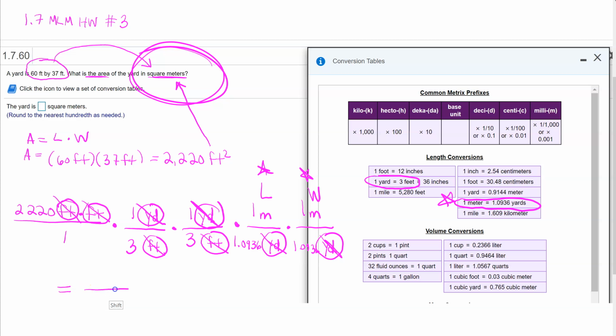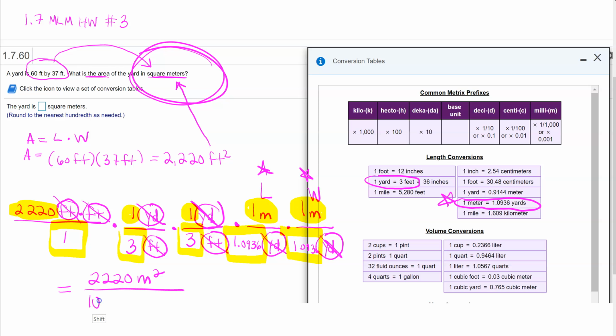So we know we're ready to calculate. I'm going to go ahead and multiply all the numerators together and all the denominators together. So I'm going to multiply 2,220 times 1 times 1 times 1 meter times 1 meter. That'll give me 2,220 meters squared in the numerator. But then I need to multiply my denominator: 1 times 3 times 3 times this decimal number times that decimal number. There's no units left in the denominator, so I'm just multiplying my numbers. And that gave me 10.7636 and a whole bunch of other decimals, but I think that should be enough.